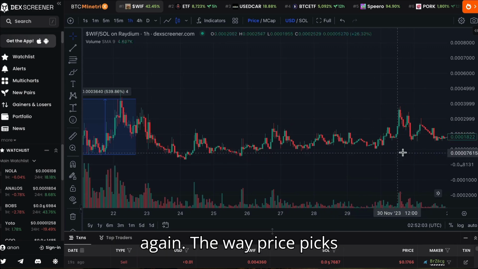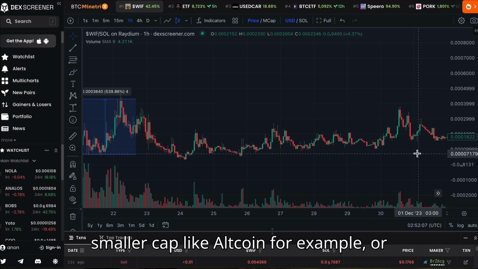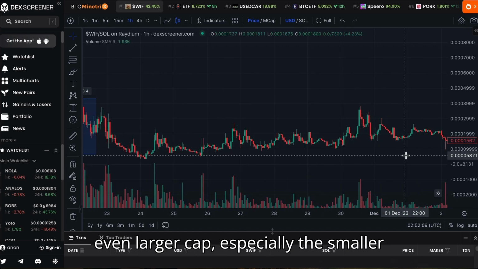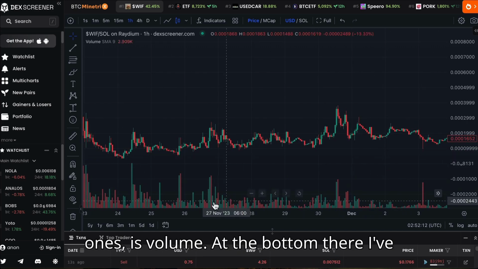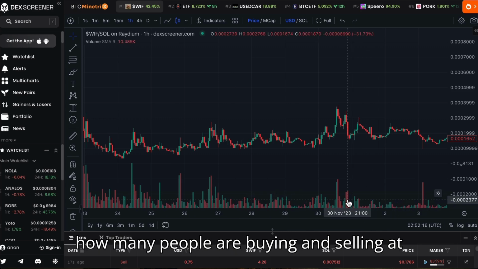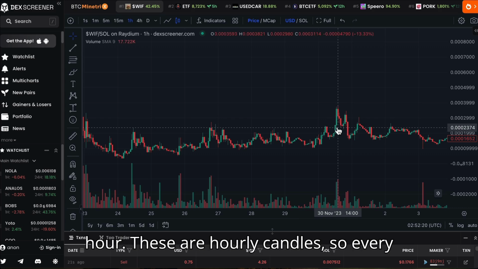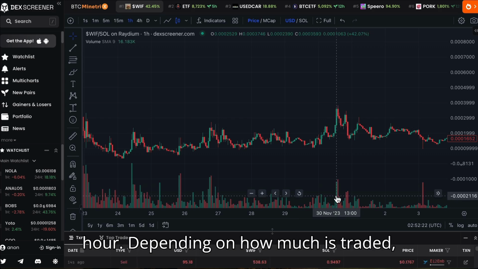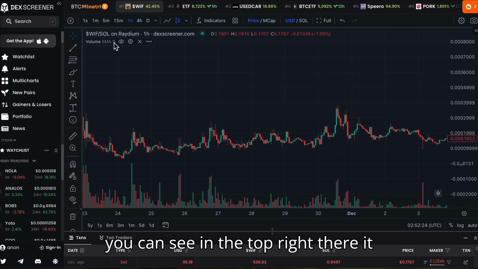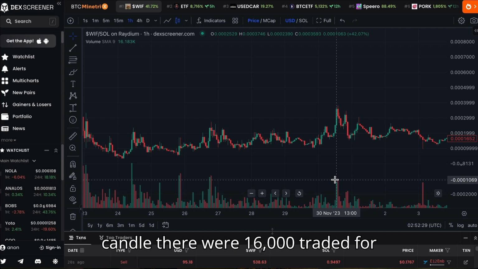The way price picks up in any meme coin or any smaller cap altcoin, for example, or even larger cap, especially the smaller ones, is volume. At the bottom there, I've got volume running. Volume is basically how many people are buying and selling at any one period of time. Let's say in an hour, these are hourly candles. So every hour, depending on how much is traded, you can see in the top right there, it says the volume. So in this particular candle, there was 16,000 traded, for example.